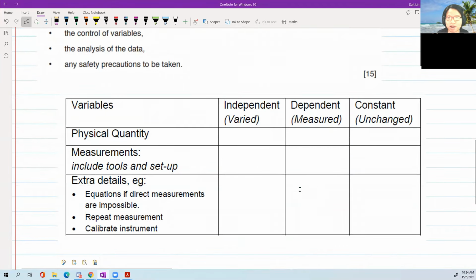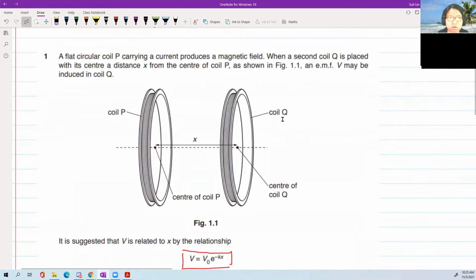What you have is some physical quantities you list down, and then the measurements. So always think about, what do I use to measure the thing? And then also what are the extra details that you need to write? Normally here would be all the marks already, except the analysis mark. Okay, so let's look at this question.